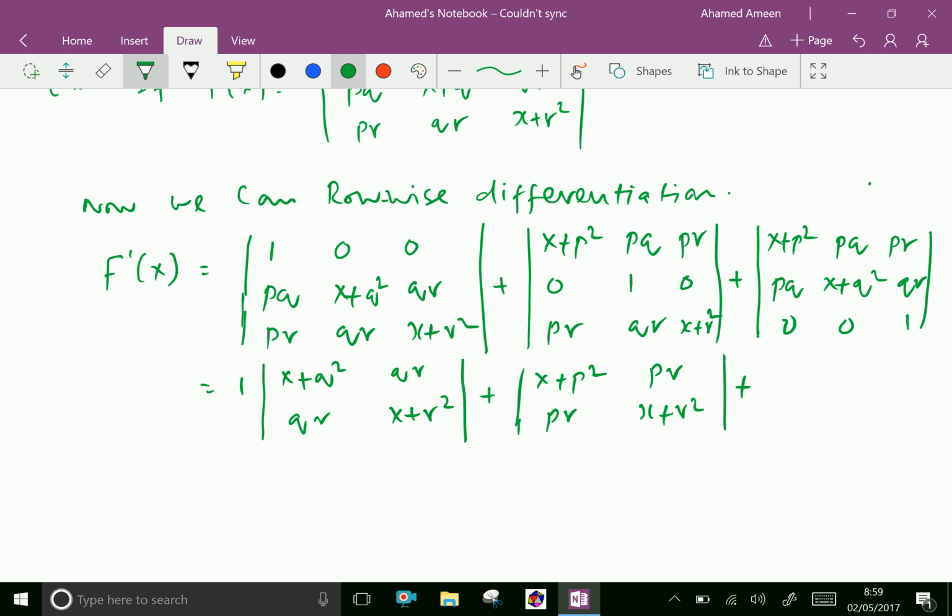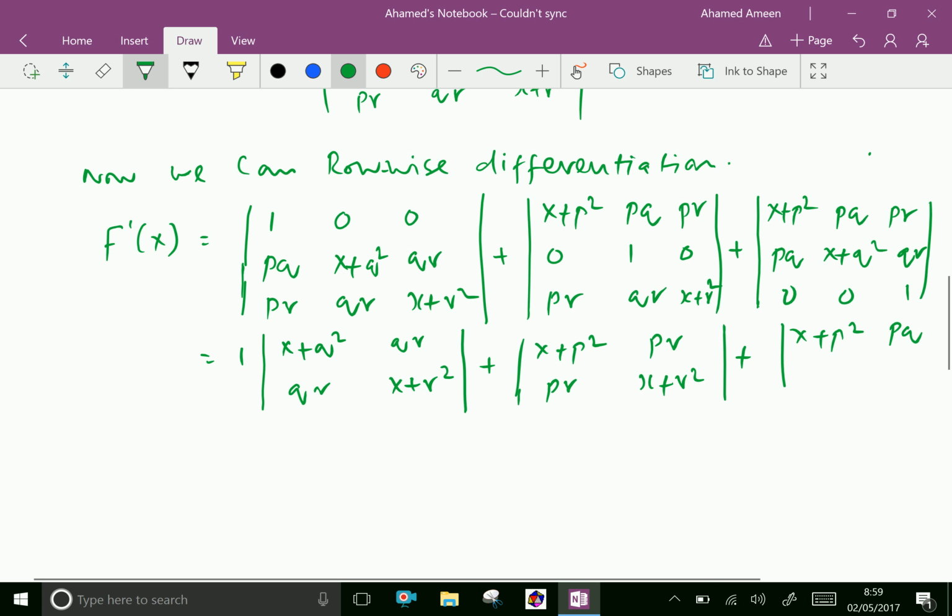Then the third determinant is x plus p squared, pq, and pq, x plus q squared.